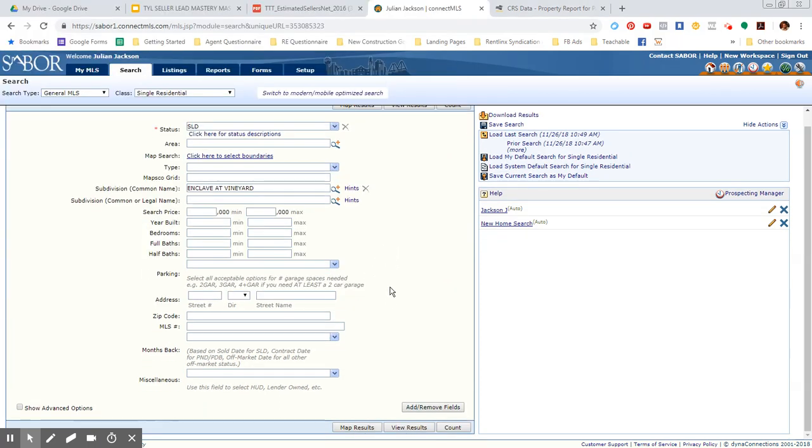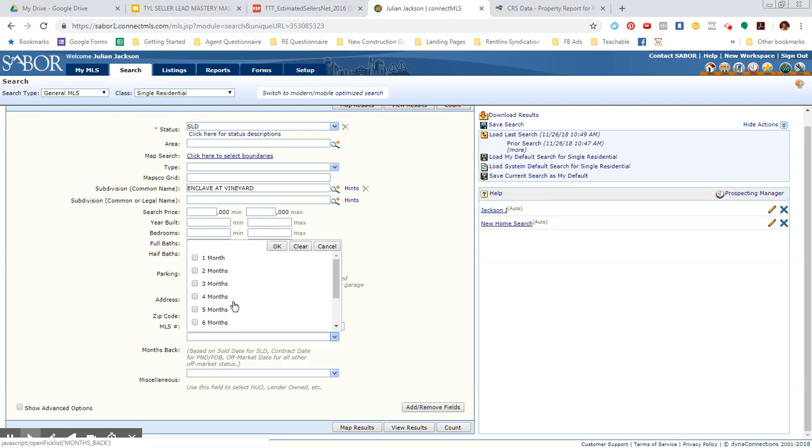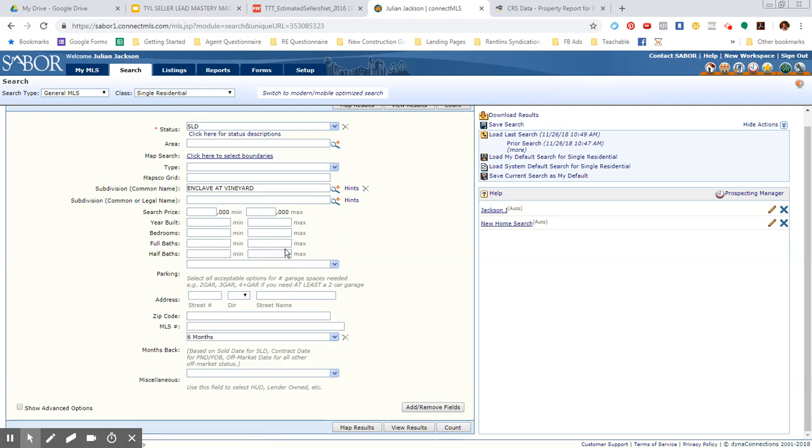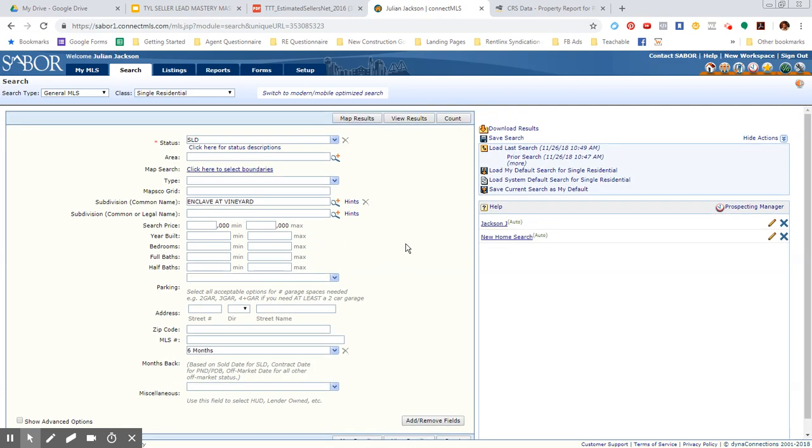And then the other thing I want to do is maybe go with stories. But before I do that, I'm just going to see how many months of inventory is out there for just sold properties in the last 6 months. So I look at the properties that were sold for the last 6 months. I put that information there and hit count. Only one property.